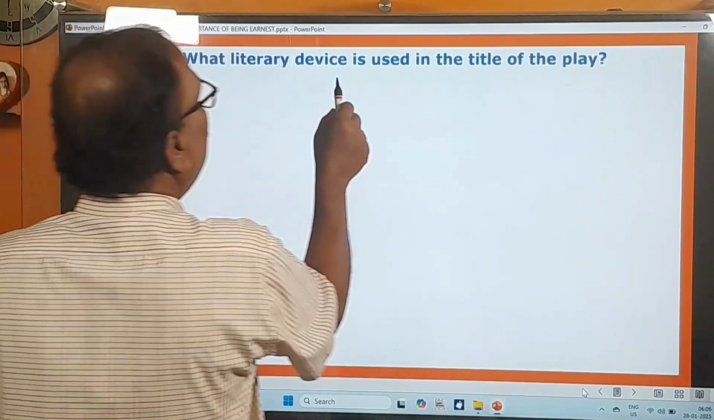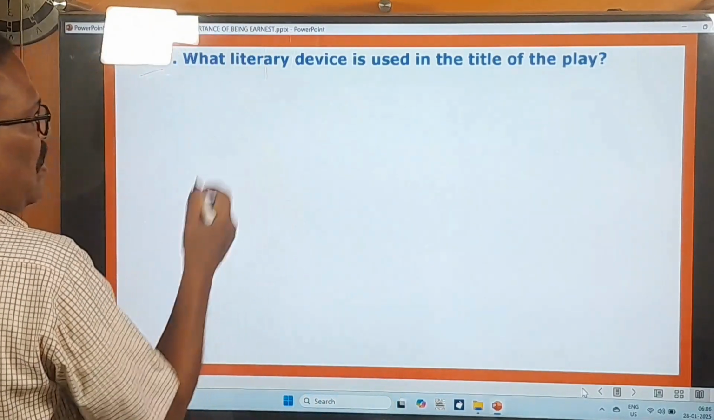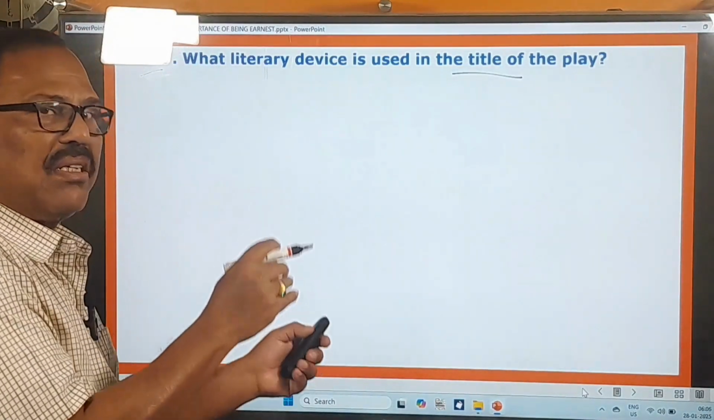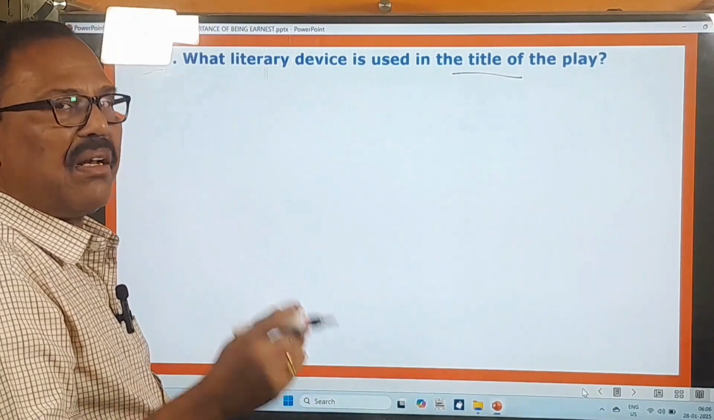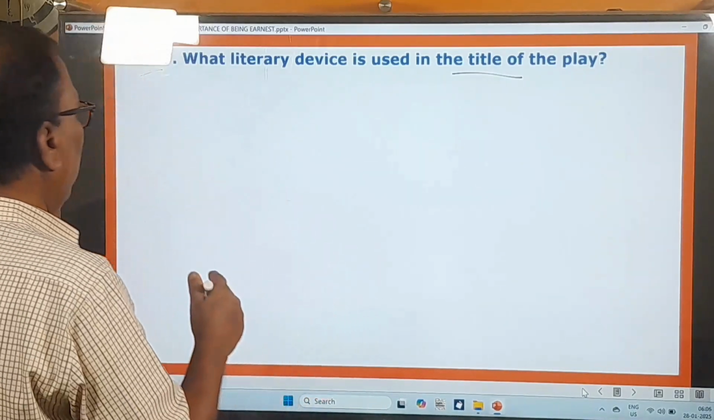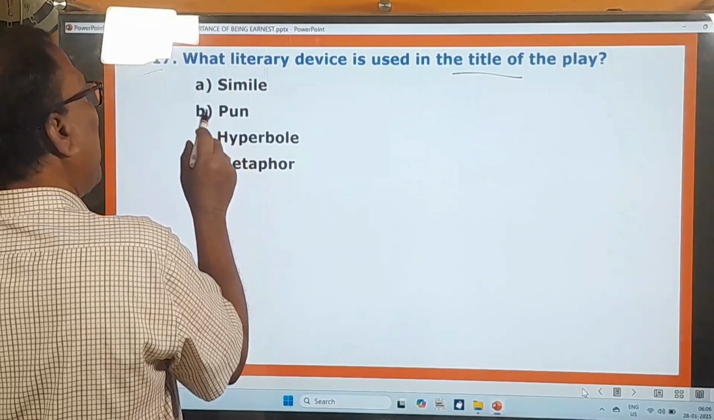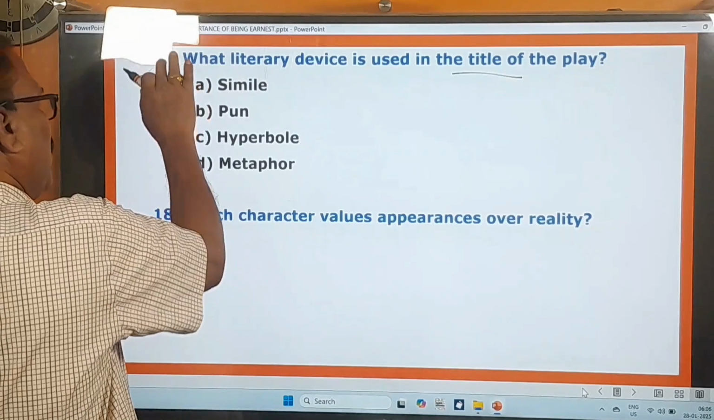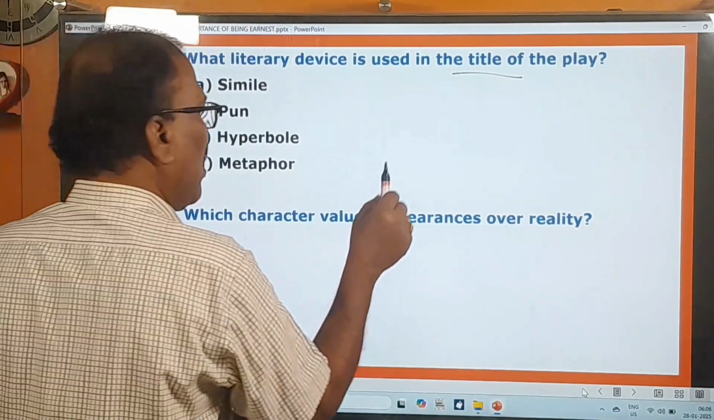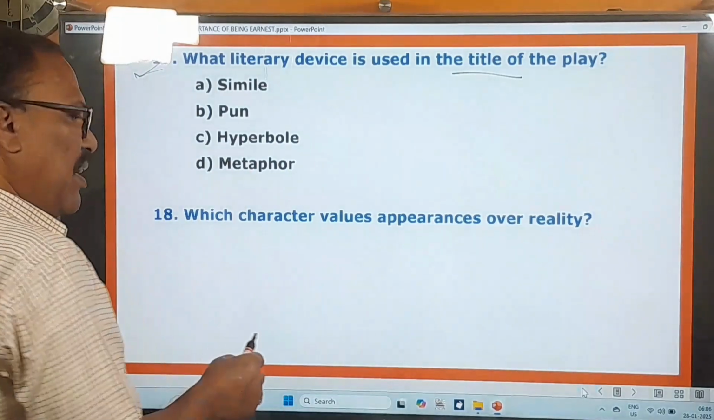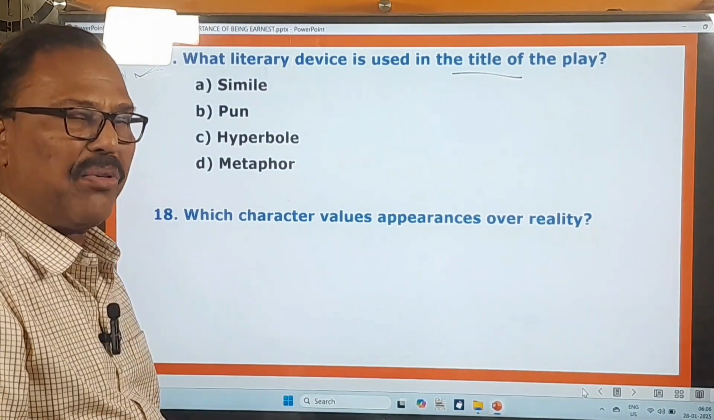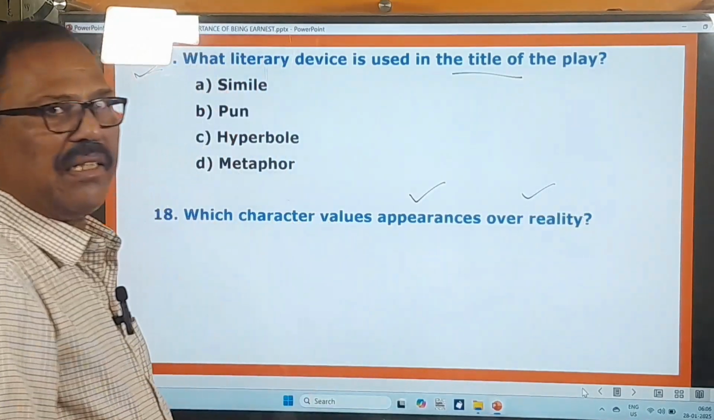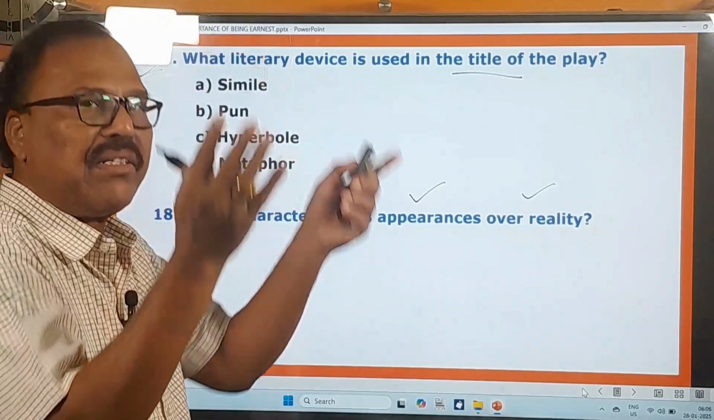17th question. What literary device is used in the title of the play? Already I have told you about the title of the play, that is earnest. Earnest is a noun, the name of a person; earnest is an adjective, a dictionary word. You know that very well. Simile, pun, hyperbole, metaphor. Go to the 18th one. This is an important question. Keep it in your mind. Which character values appearances over reality? In those days, during the Victorian regime, the people had given more value to the appearances than to the reality. They gave importance only to the appearances.